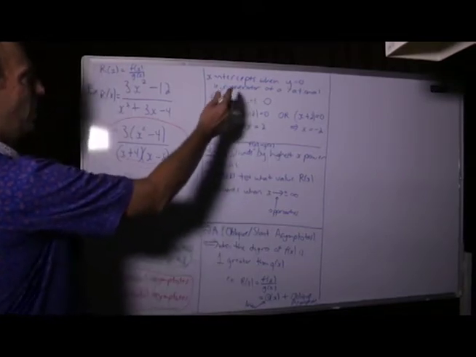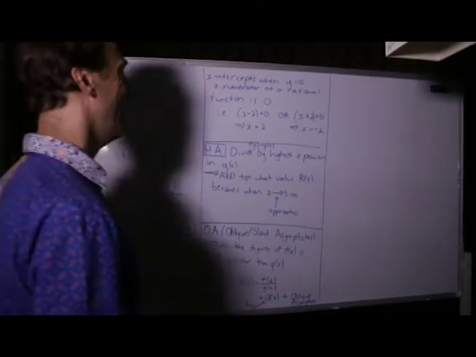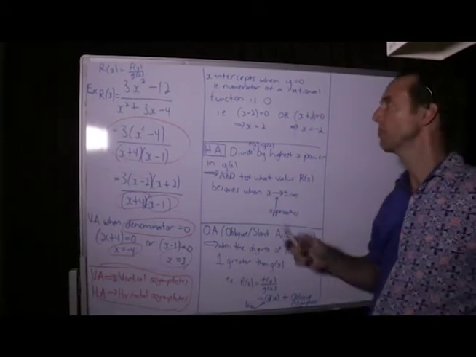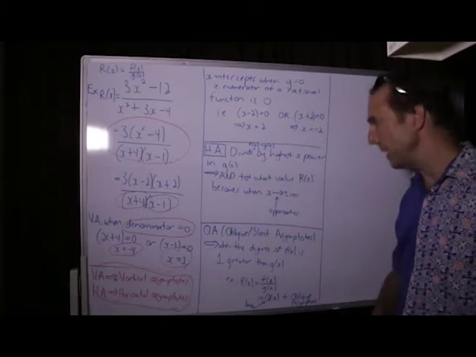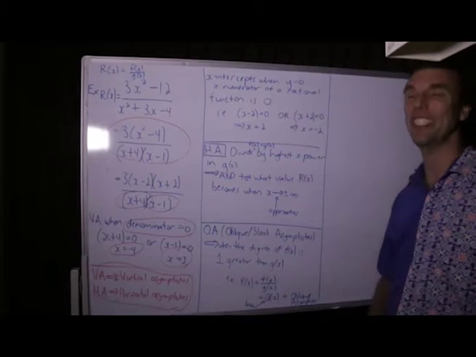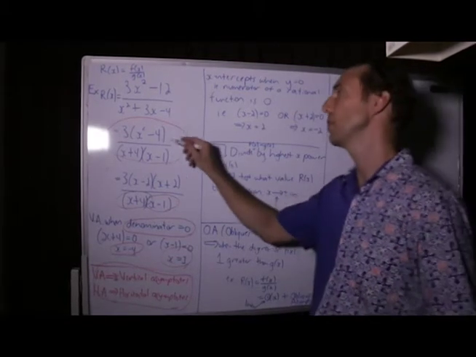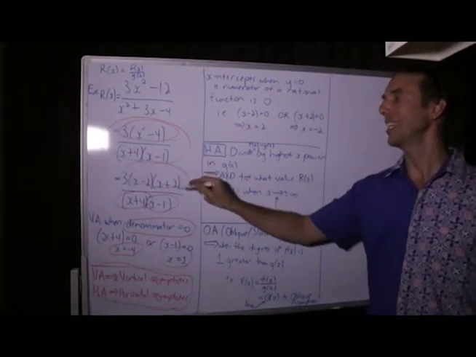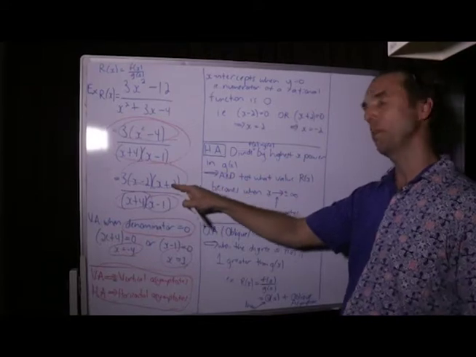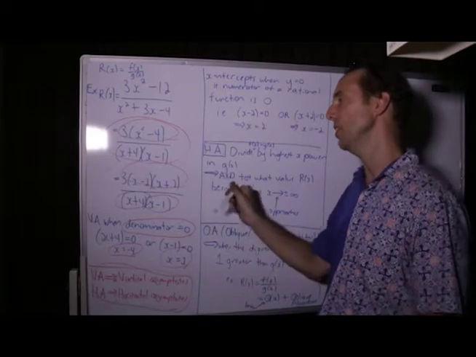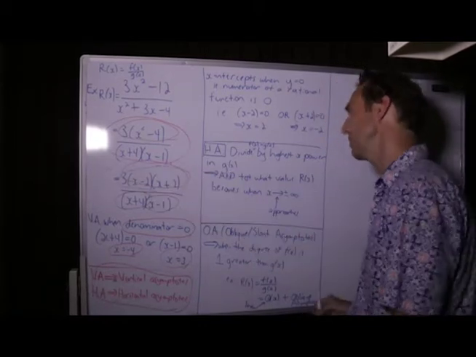Now, if we look over here, we know that the x-intercepts are when y equals 0. In other words, when the numerator of a rational function is 0. The top part. So in this case, we've got x minus 2 equals 0 or x plus 2 equals 0. Remember, these are our x-intercepts where y equals 0, and the numerator is what defines this.